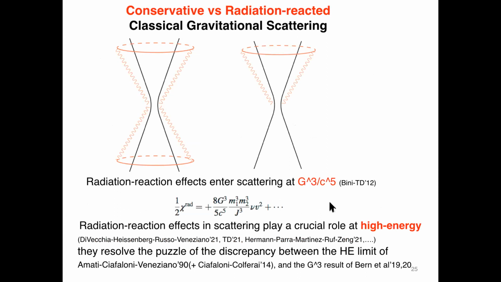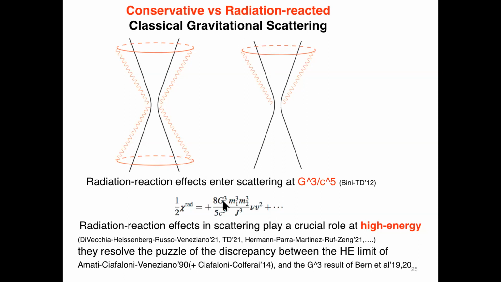Now, up to now, I have been talking essentially about conservative dynamics, where in the Wheeler-Feynman sense, you think that there is as much incoming radiation as outgoing radiation, so the system does not lose energy. If you consider the radiation-reacted dynamics, where the system loses actually energy and angular momentum, you want to compute the effect on scattering of this, okay?